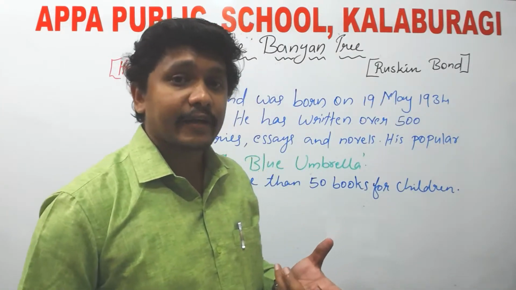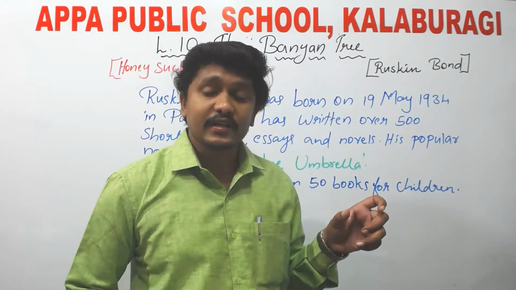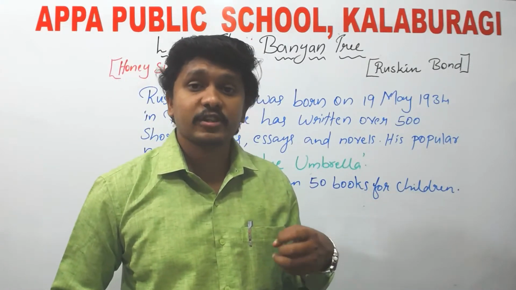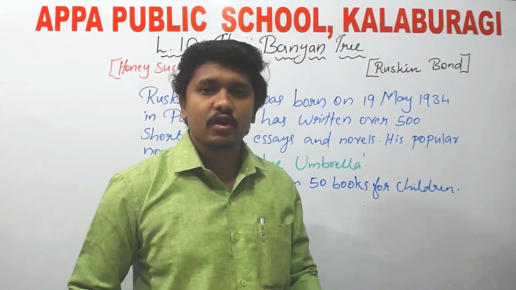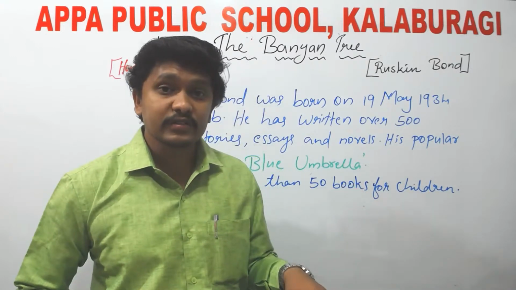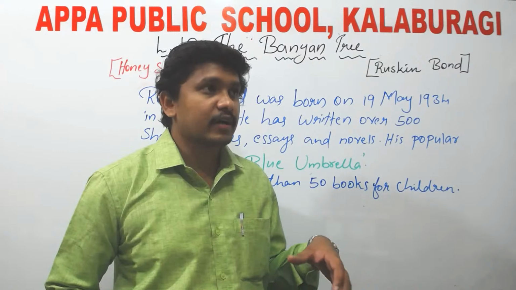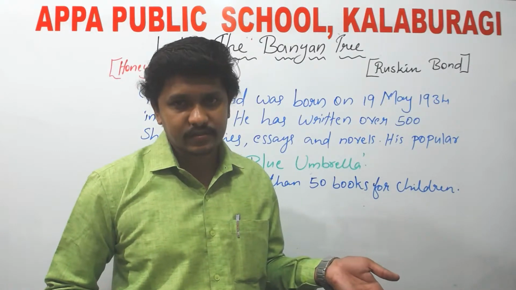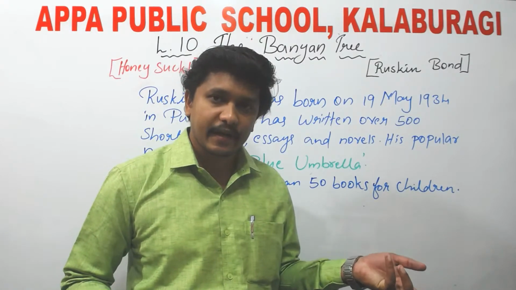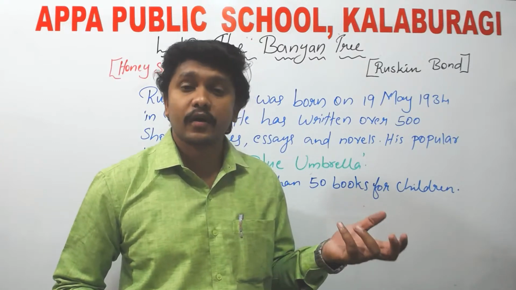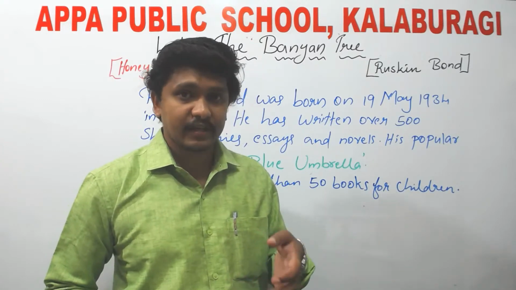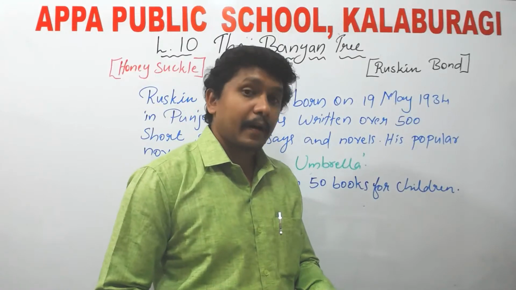In the beginning I told you Ruskin Bond has written most of his stories from his personal experience. So this is also one of his personal experiences from when he was a young child. He was staying with his grandparents, and when he was staying with them, he could see something by sitting on a banyan tree. That he explained here. Okay. Part number 1.